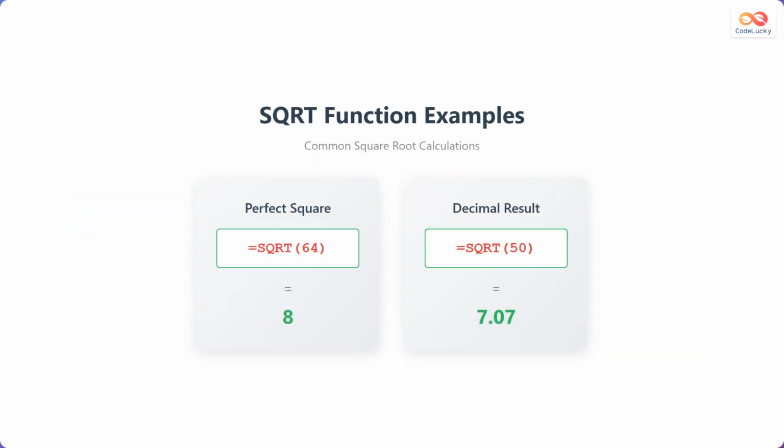Here are a couple of examples to illustrate the use of the square root function. First, to find the square root of a perfect square like 64, you would use the formula equals SQRT, open parenthesis, 64, close parenthesis, which equals 8. Next, to find the square root of a number that results in a decimal like 50, you would use the formula equals SQRT, open parenthesis, 50, close parenthesis, which equals approximately 7.07.